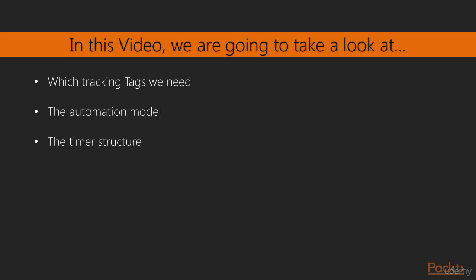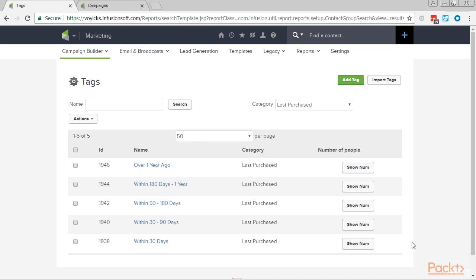So specifically, we're going to look at which tracking tags we need, the automation model, and then the timer structure within that model and getting that set up. We are assuming a couple of things going into this video. First, that you've got the shopping cart configured or a live order form, since this is going to be tracking based on purchase. The other thing we're assuming is that you've created the purchase segmentation tags.